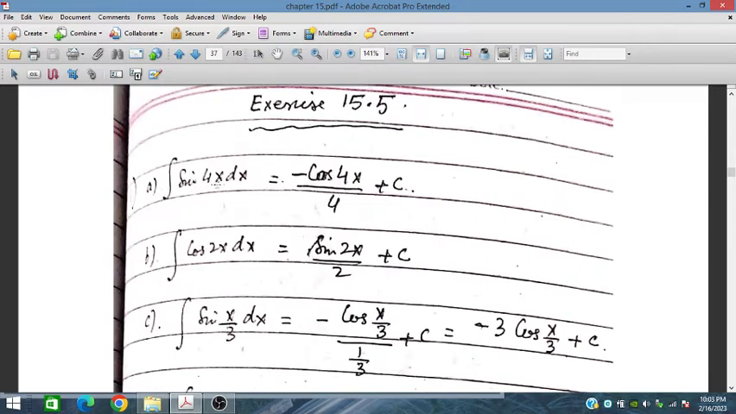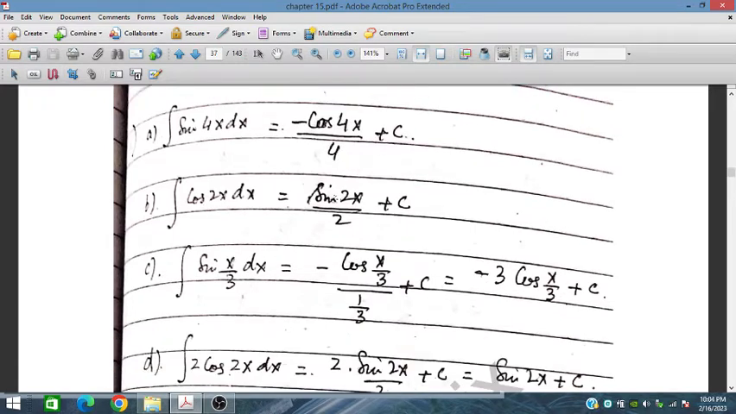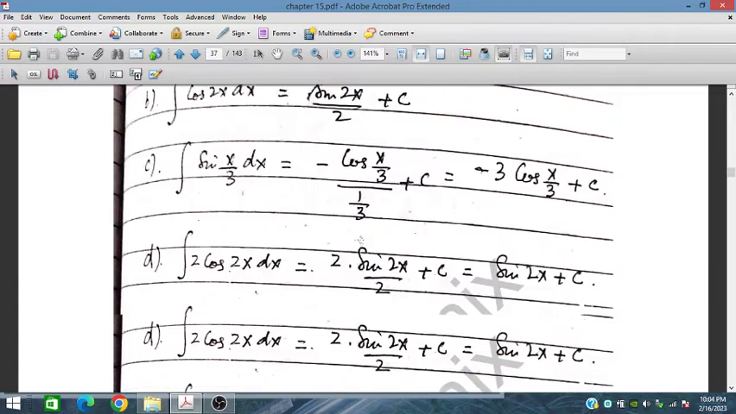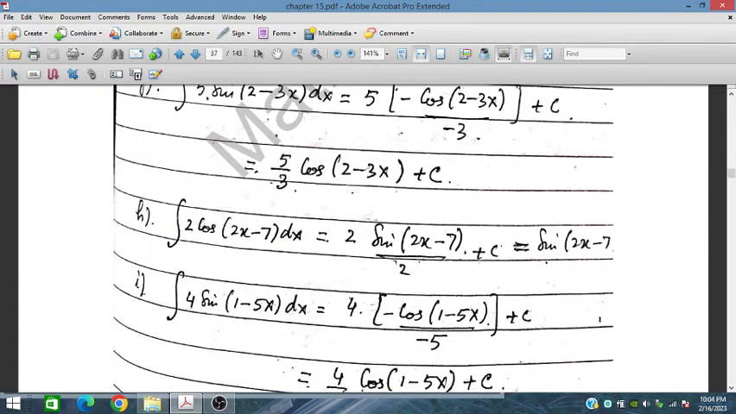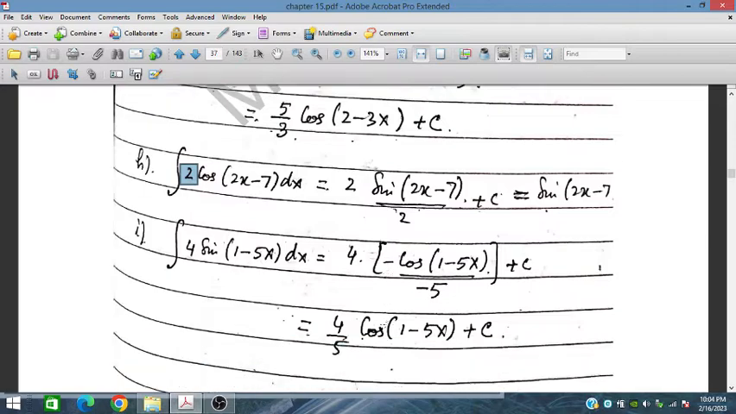Question number 1a: the integral of sin 4x dx is equal to minus cos 4x divided by 4 plus c. Similarly, the integral of cos 2x is sin 2x divided by 2 plus c. And now the integral of 2 cos(2x minus 7) dx: this 2 is the same as here, and cos becomes sin(2x minus 7), then this 2 will appear in the denominator and cancel with this 2, plus c. So sin(2x minus 7) plus c is the result.